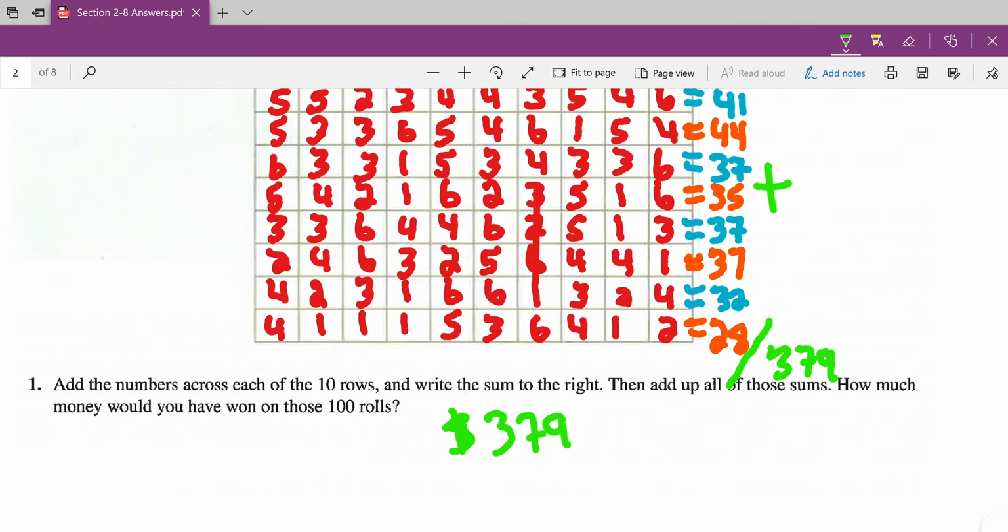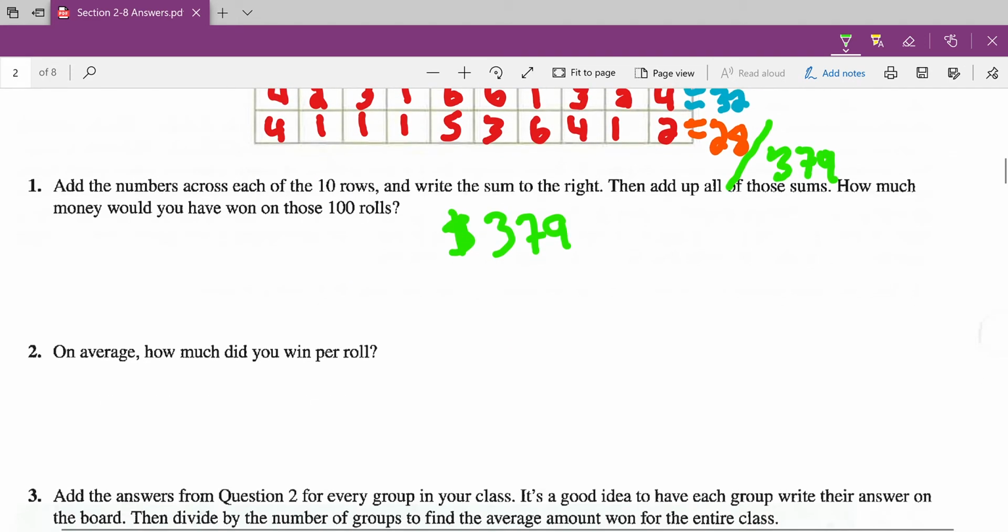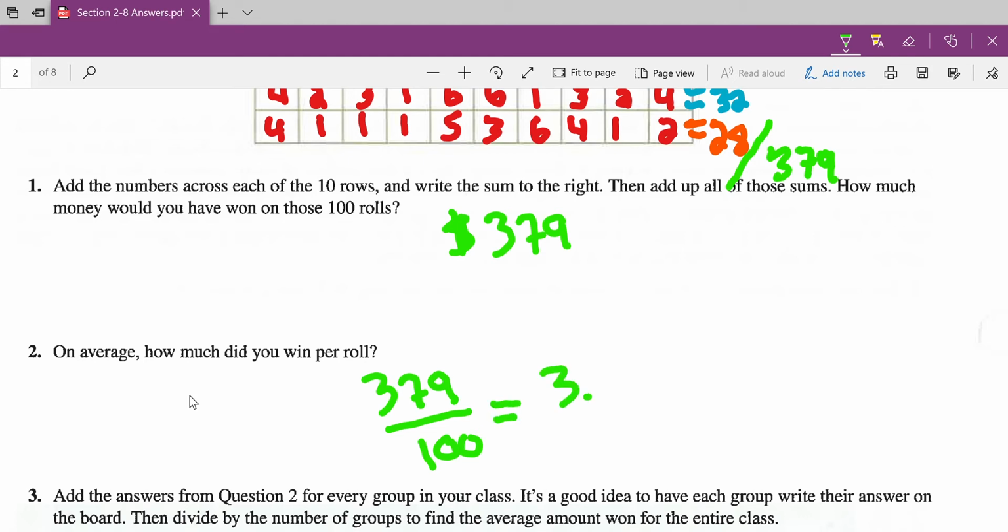Number 2 asks me, on average, how much should I win per roll? Well, I take the 379 divided by the number of rolls I had. How many rolls did we have? We had 100. So on average, I won about $3.79 per roll.